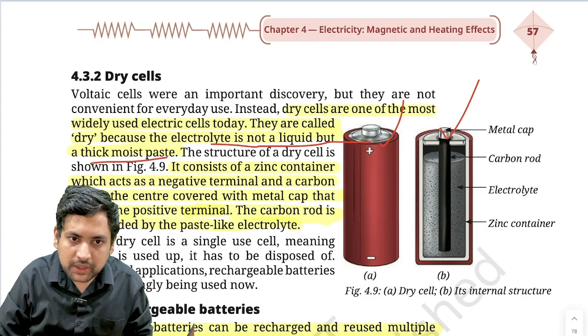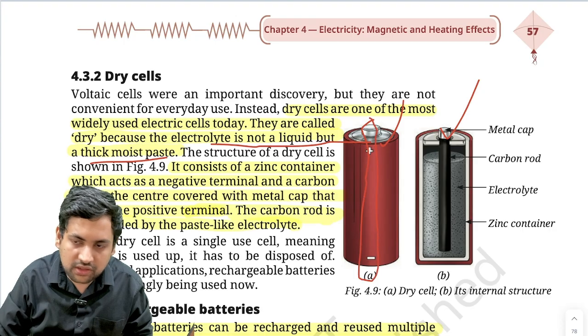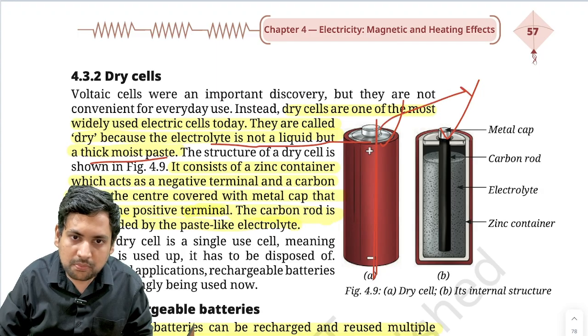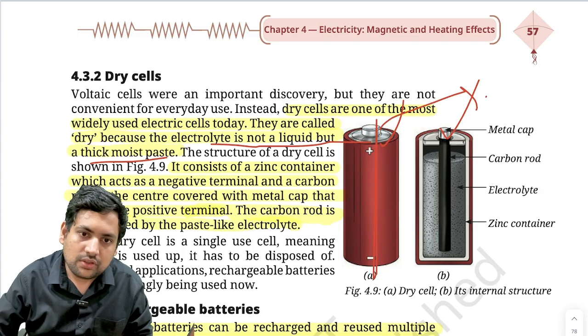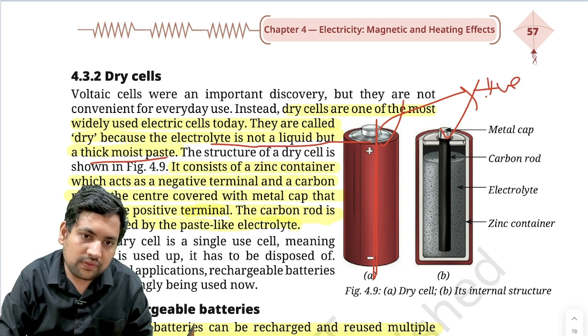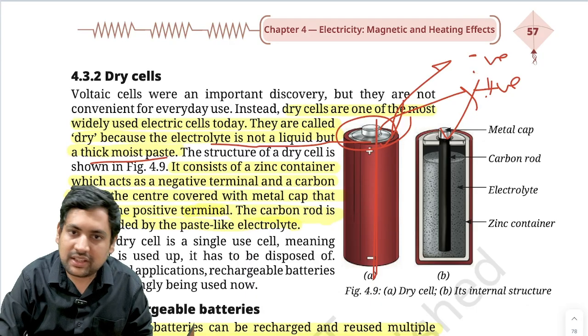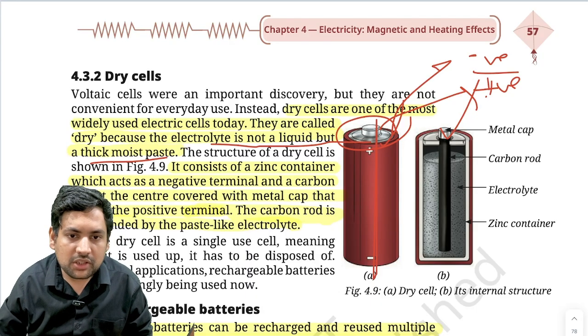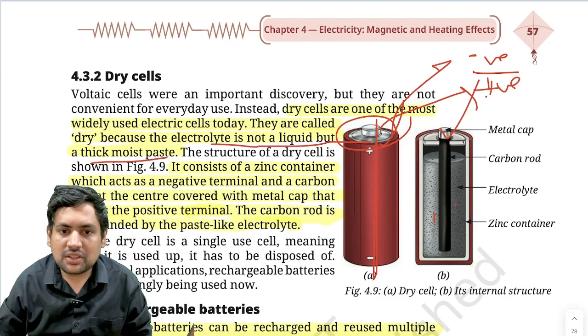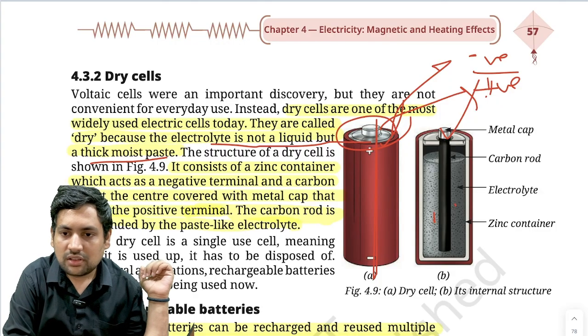So here, if you see in the middle, this is made up of carbon with a metal tip, and this acts as a positive electrode. The covering around it is zinc, so this zinc acts as a negative electrode. In the middle you have something filled, which is the electrolyte, correct?